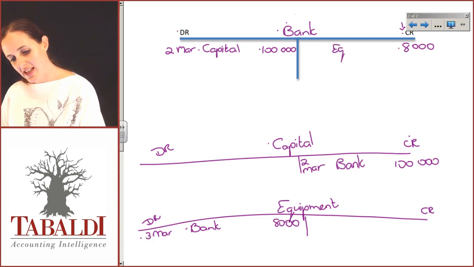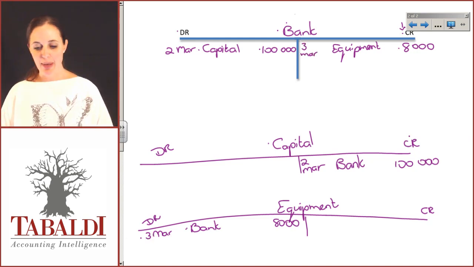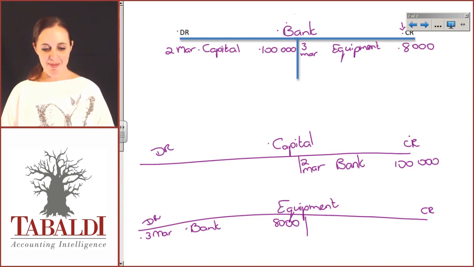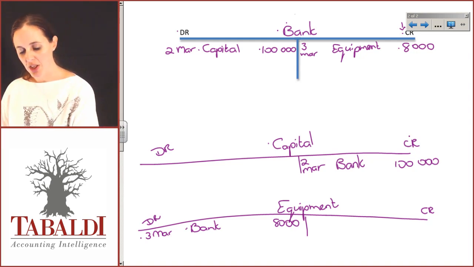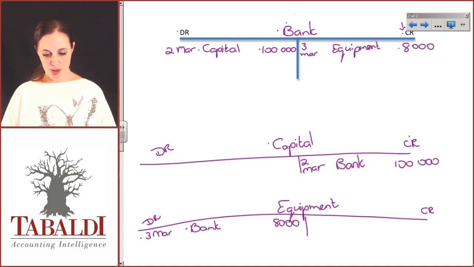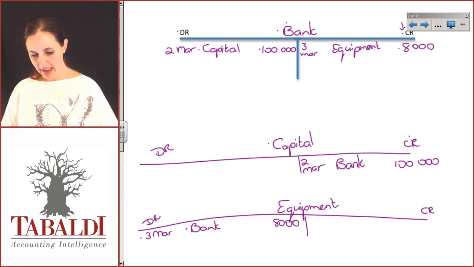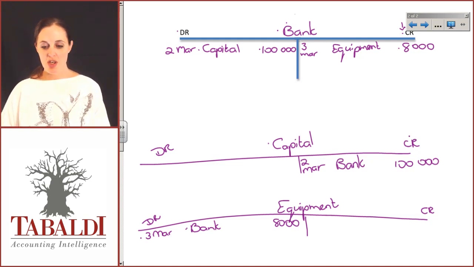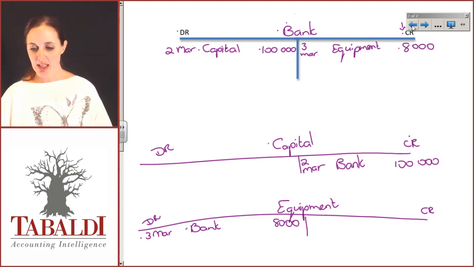When we look at this, the other side of the transaction here is equipment, and this was on the 3rd of March. So if you take a look at the bank account now, you can see that on the 2nd of March, 100,000 rand worth of capital was put in, and on the 3rd of March, 8,000 rand was taken out and was spent on equipment. We have a capital account and we have an equipment account. So you can see that the bank account on its own has all the information that it needs.